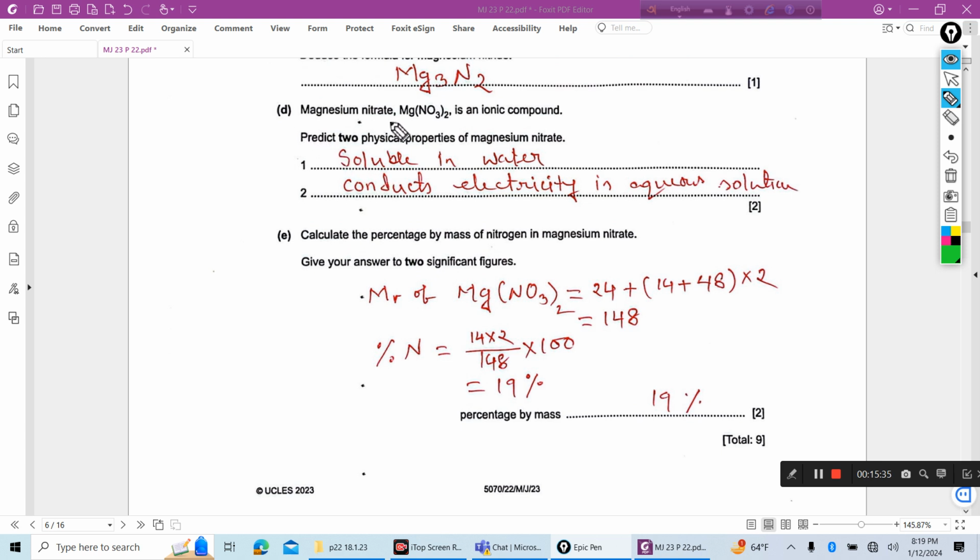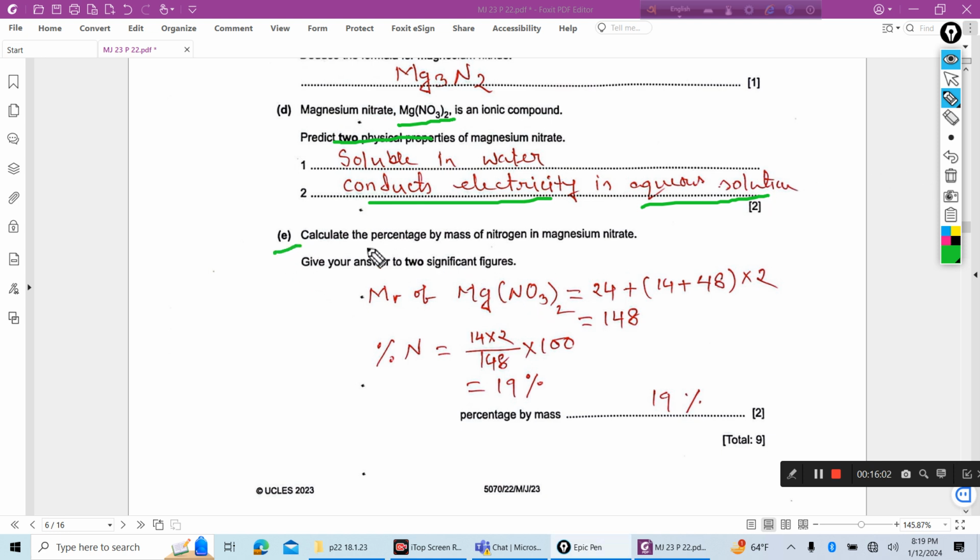D. Magnesium nitrate is an ionic compound. Two physical properties of magnesium nitrate: ionic compounds are soluble in water, and ionic compounds conduct electricity in aqueous solution. So you can give these two.